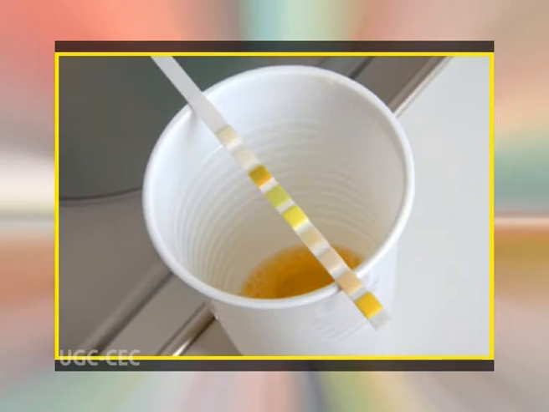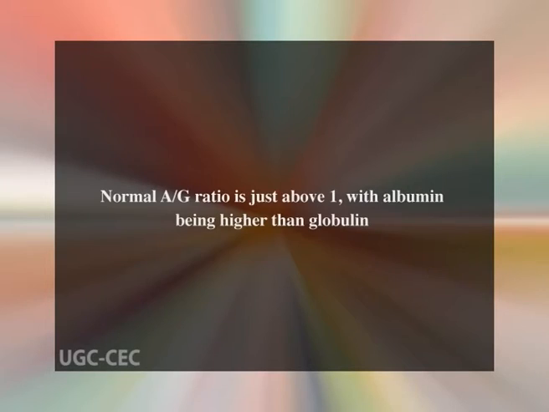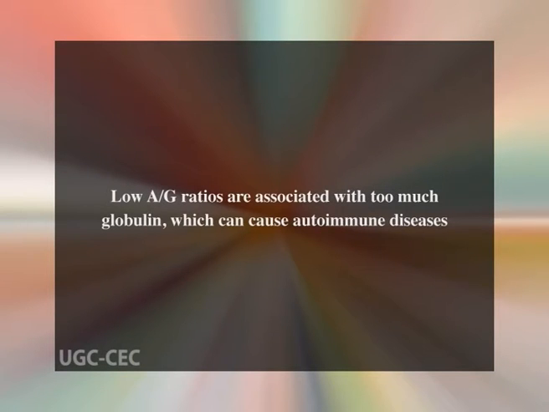In addition to albumin levels, protein tests may also detect blood levels of globulin. This is called an AG ratio. According to the American Association for Clinical Chemistry, a normal AG ratio is just above 1, with albumin being higher than globulin. If this ratio is off, it can affect your total protein count. Low AG ratios are associated with too much globulin, which can cause autoimmune diseases. High AG ratios can indicate leukemia or bowel disorders.